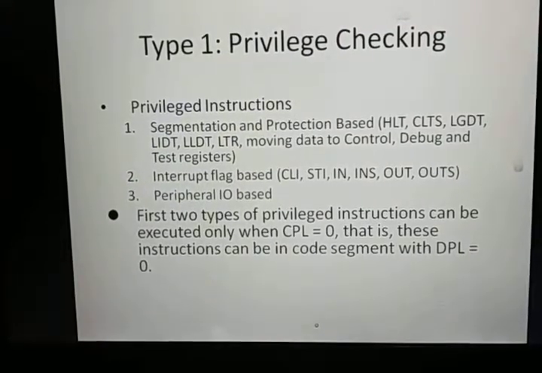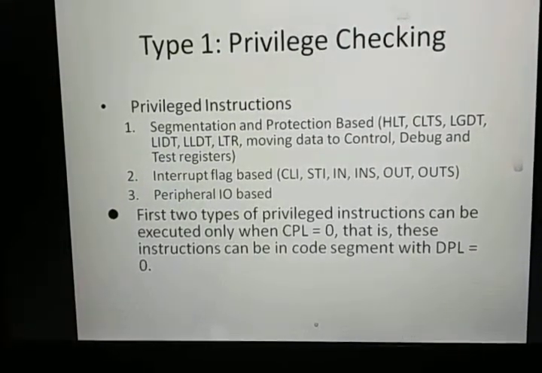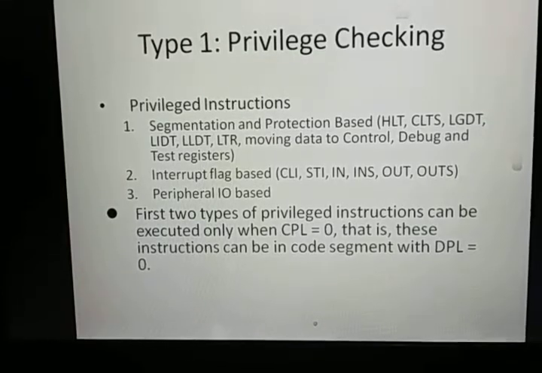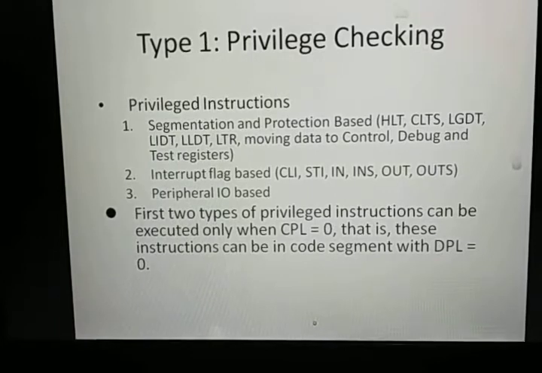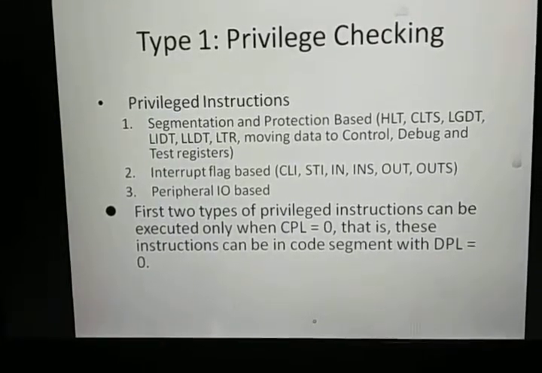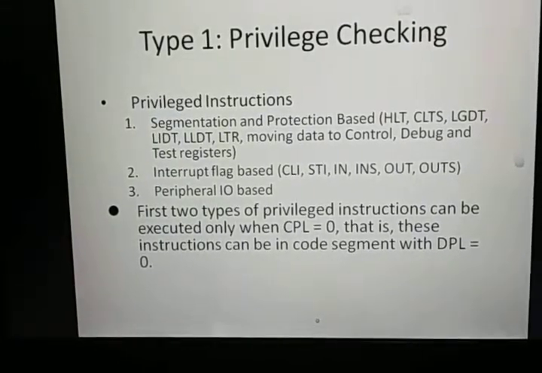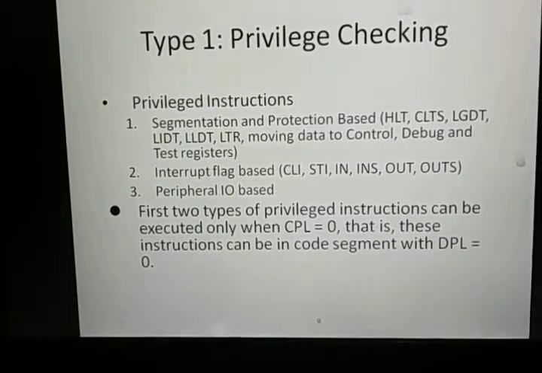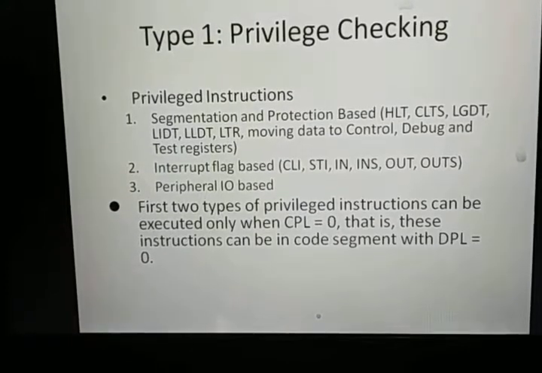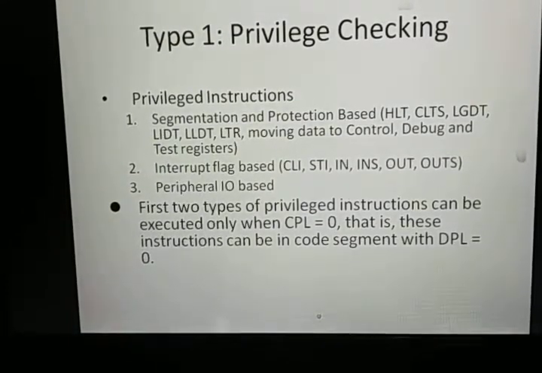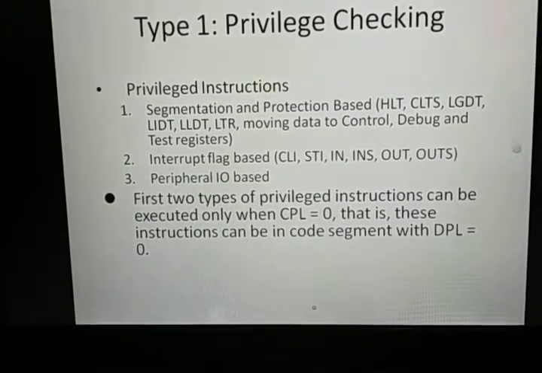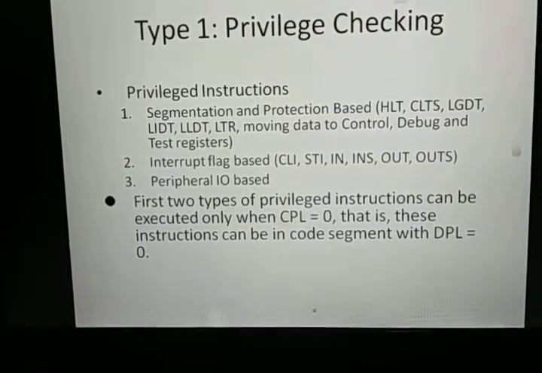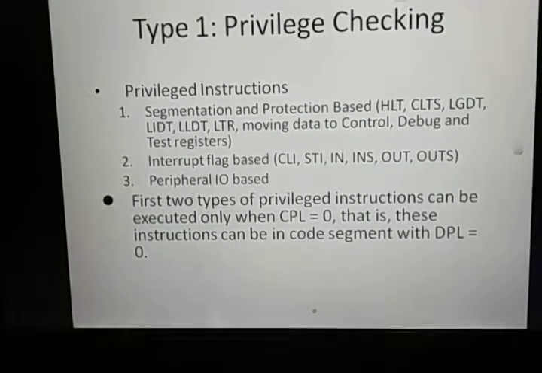So the first two types of privileged instructions can be executed only when the current privilege level field is 0. That is, these instructions can be in the code segment with the descriptor privilege level. So halt, clear task switch, LGDT, LIDT, LLDT, LTR, and moving to control register, debug register and test register. And the second type of instruction is related to the interrupt flag. These instructions we can execute only when your current privilege level field is 0.